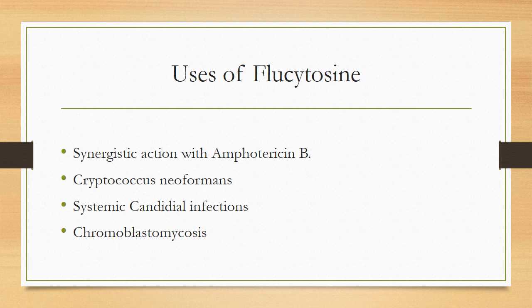Uses of flucytosine: it has synergistic action with amphotericin B. It is used in cases of Cryptococcus neoformans. It is used in cases of systemic candidal infections. It is also used in cases of chromoblastomycosis.